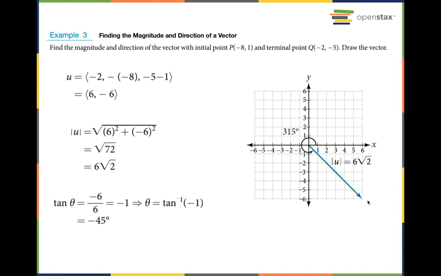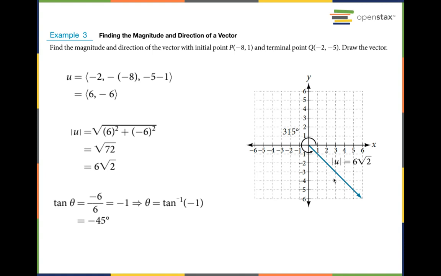There's our vector. To find the magnitude, we can make a right triangle here, and each side is 6 long, so it's going to be the square root of 6 squared plus negative 6 squared. We can simplify, it's going to be 6 square root of 2. And now we find the inverse tangent of b over a. So the inverse tangent of negative 1 gives us an angle of negative 45.